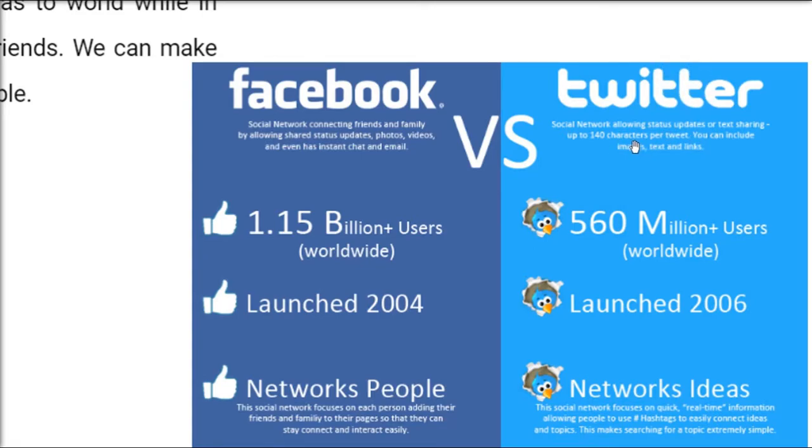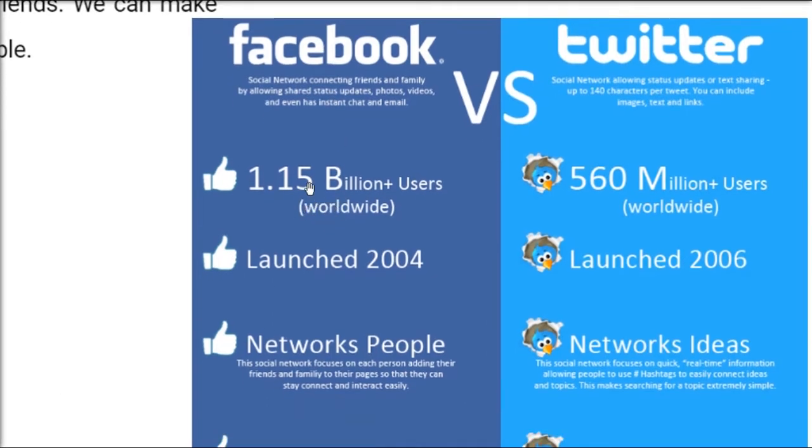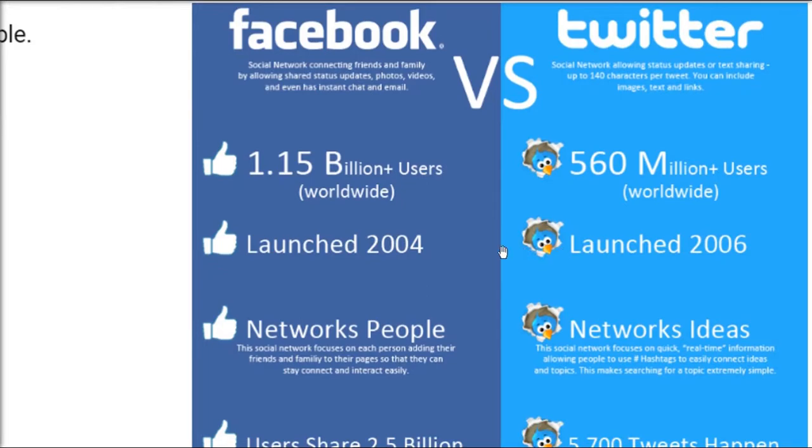You update your status, text sharing up to 140 characters, and that is called a tweet. You can include images, text, links and videos also now. So Facebook is way ahead of Twitter, but now Twitter is gaining. They're almost similar now. They are big giant companies now. They were both launched around 2004 and 2006.